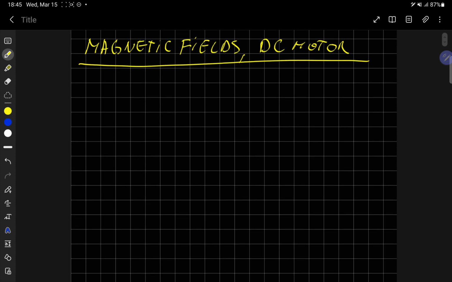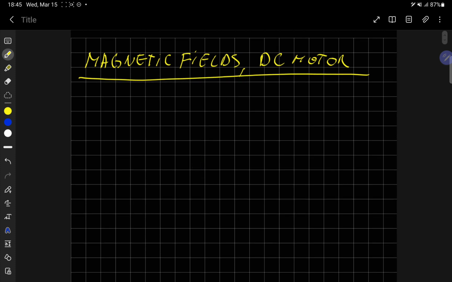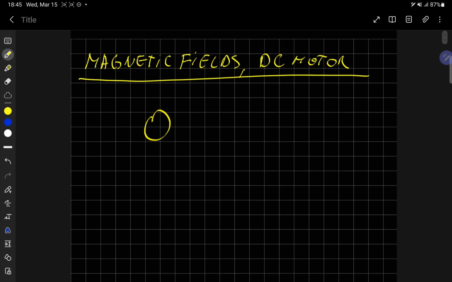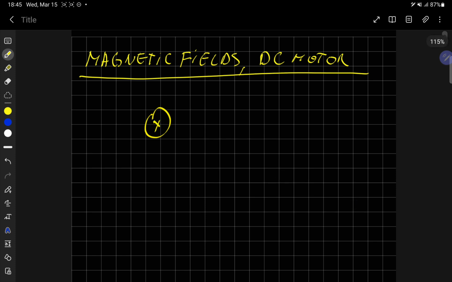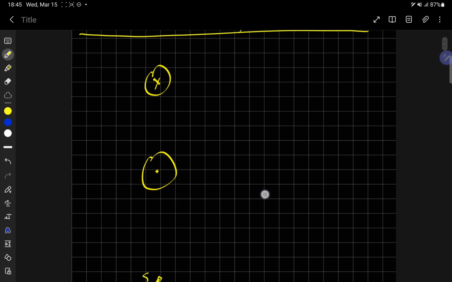So let's say that we have some wire, and that wire is perpendicular to the screen. If current goes into the screen, I will put a cross. If current comes out of the screen, I will put a dot. This is just a convention for how I'm going to draw.